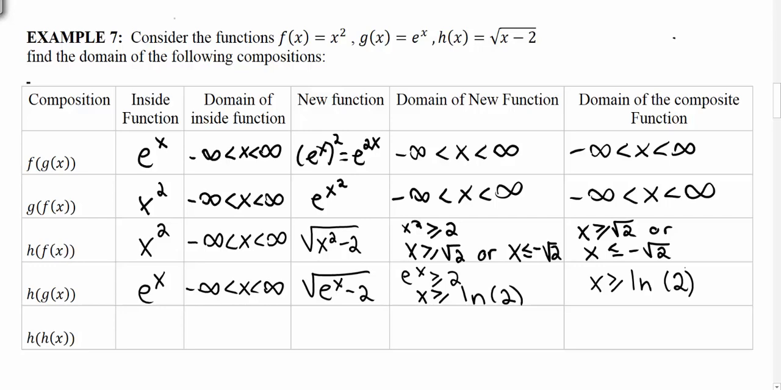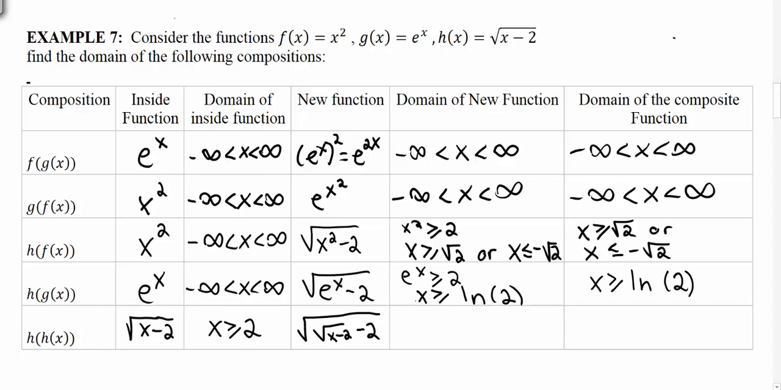Our final function, h of h of x, is a little more tricky. So here, the inside function is h of x, which is the square root of x minus 2. In this case, we need x to be greater than or equal to 2. If x is greater than or equal to 2, then what's under the square root will be positive and we'll be okay. The new function, our composite function, is the square root of x minus 2, all minus 2.